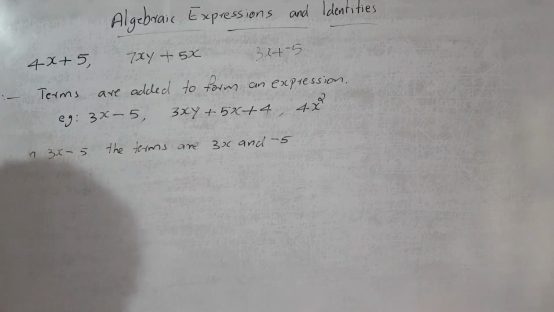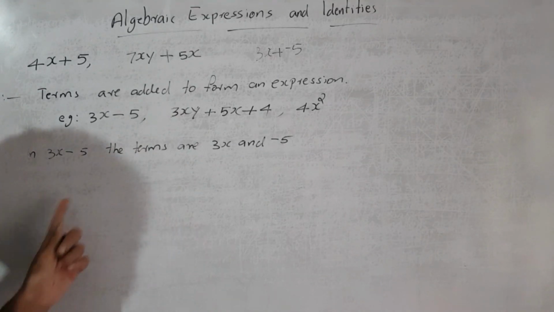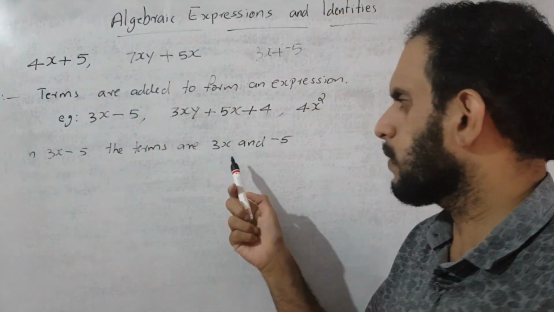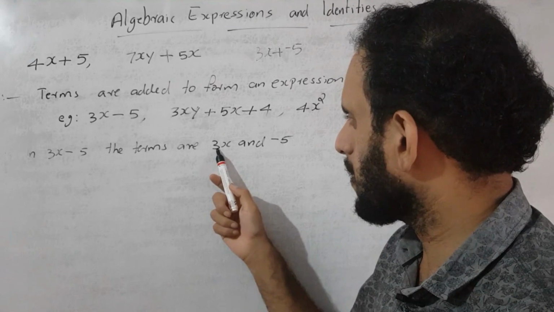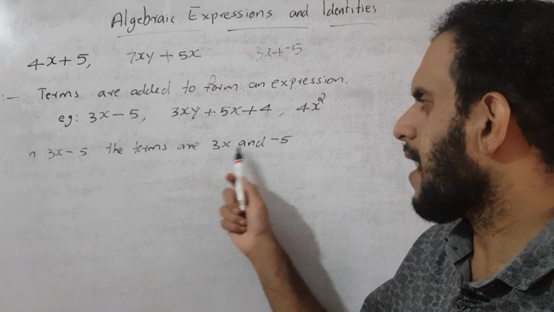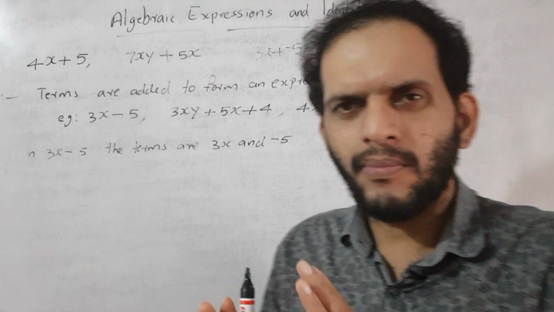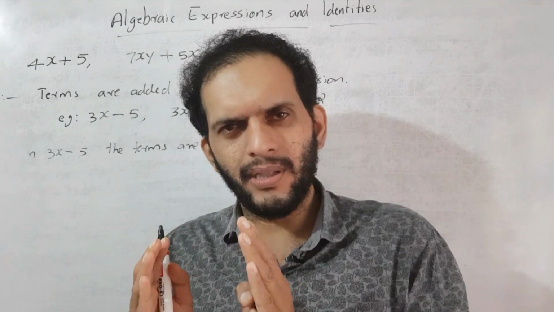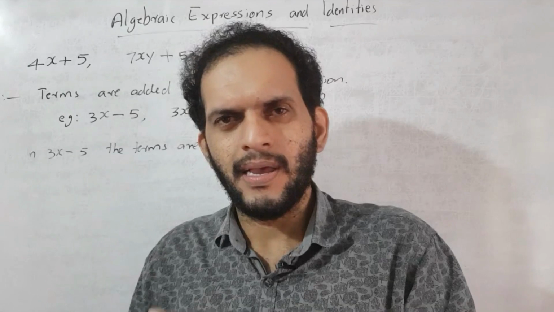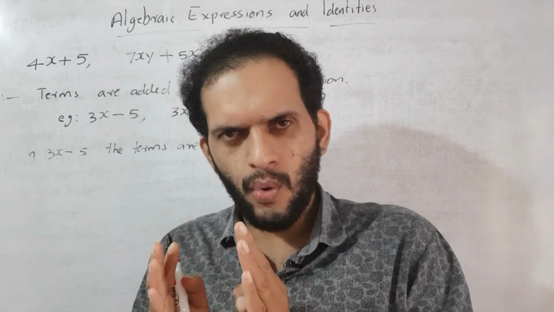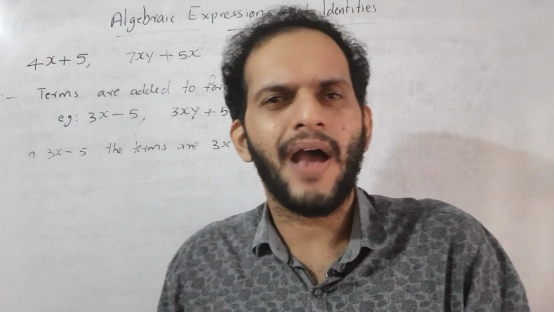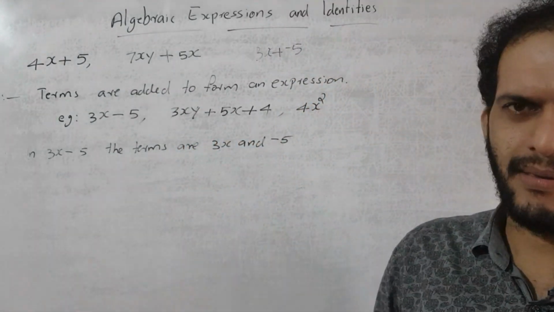Okay, 3x and minus 5. Then in this 3x and minus 5, what are we using the term? The first term is a product of 3 and x, correct? Then to form a term, what are we doing there? We are multiplying a number and a variable, correct? So we call the 3 and x the factors of the term 3x.